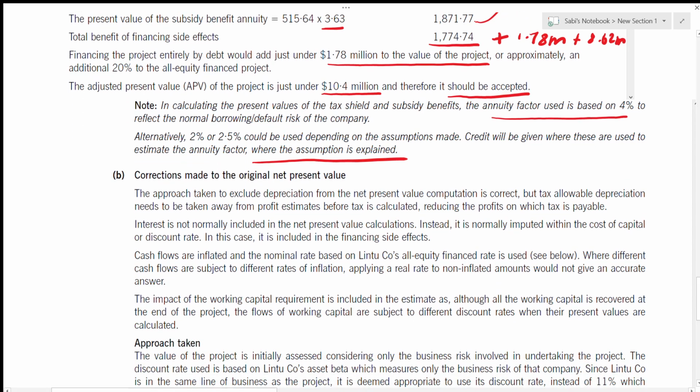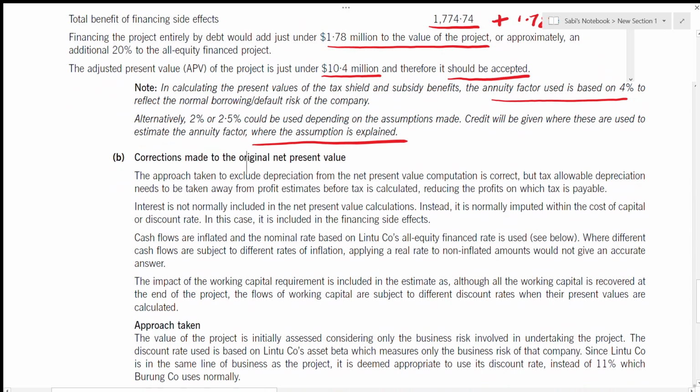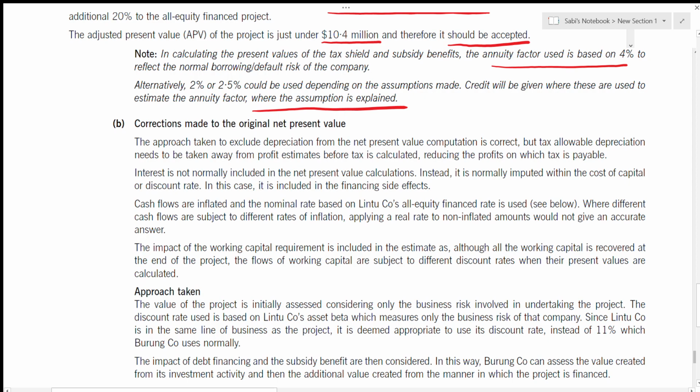B: corrections made to the original net present value. I'm reading line by line because I have read this before presenting this video to you, and I felt that each line is very important for you to understand. So I'm going to go through each line. The approach taken to exclude depreciation from the net present value computation is correct.